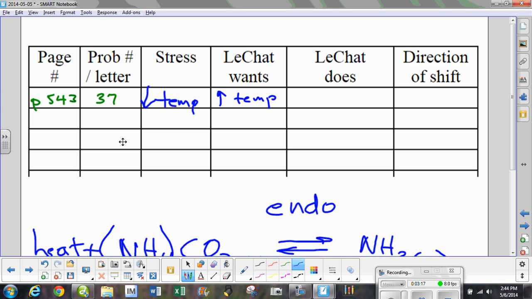So we've got LeChat wanting to raise the temperature, and how in the world is he going to raise the temperature? Is he going to make heat or take heat away? He wants to raise the temperature. He's going to add heat, okay? How is he going to add heat? Is he going to shift to the same side as the heat or the opposite side of the heat?